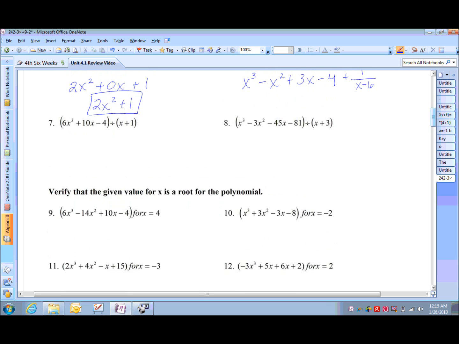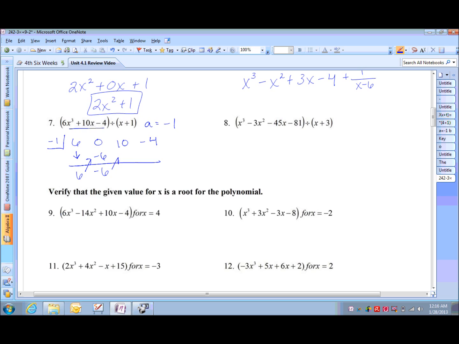Okay? Problem 7, our a value is going to be negative 1. And our coefficients in standard form are 6. And remember, our x squared term here has a coefficient of 0. So don't forget to include that 0, 10, and negative 4. We bring down the leading coefficient, which is 6. Negative 1 times 6 gives you negative 6. 0 minus 6 is negative 6.